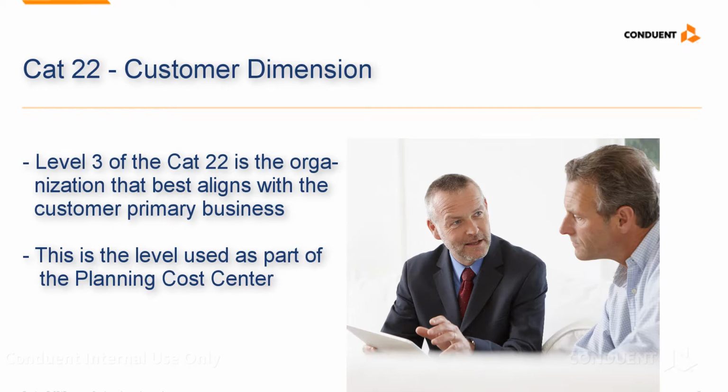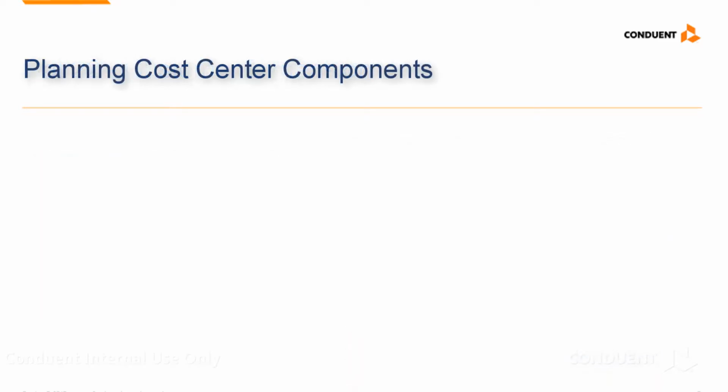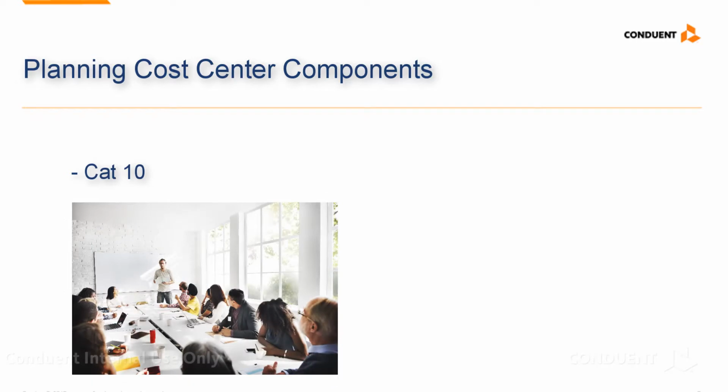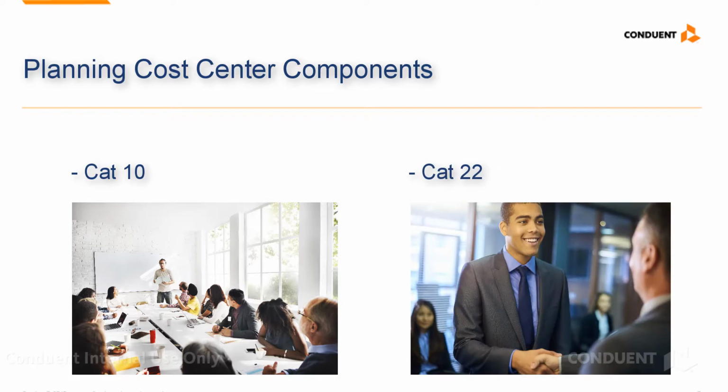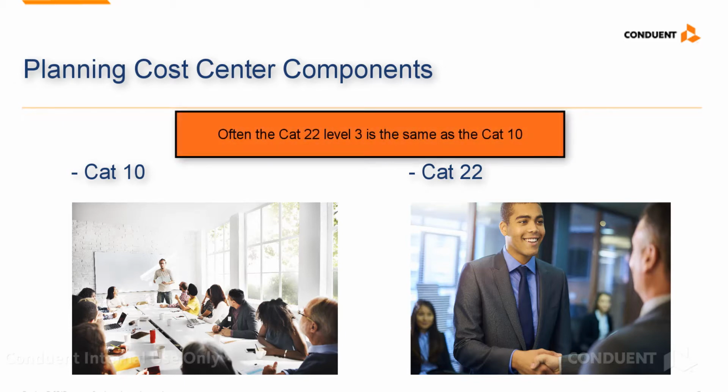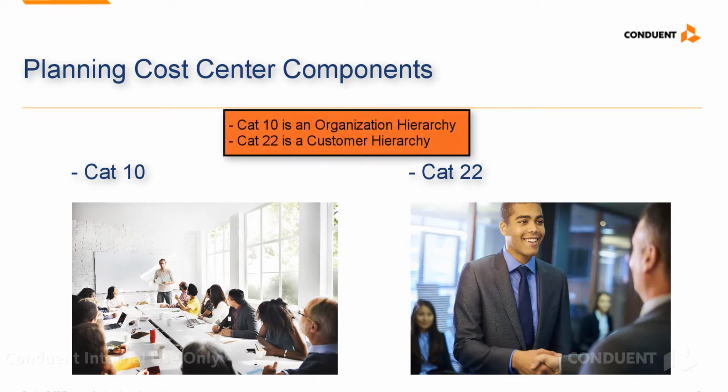So far we have covered 2 of the 4 components of a planning cost center. Think of the first component, the CAT 10, as the organization doing the work, and the second component, the CAT 22, as the organization or industry group which the customer's primary business best aligns with. Quite often the CAT 22 Level 3 is the same as the CAT 10, but it is important to realize the CAT 10 is part of an organization hierarchy and the CAT 22 is part of a customer hierarchy.